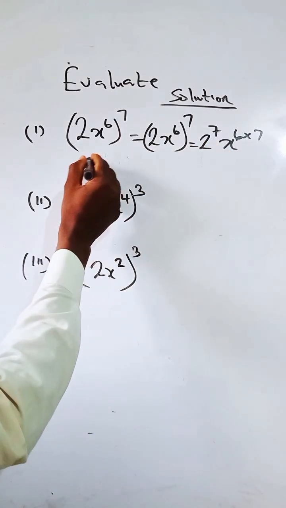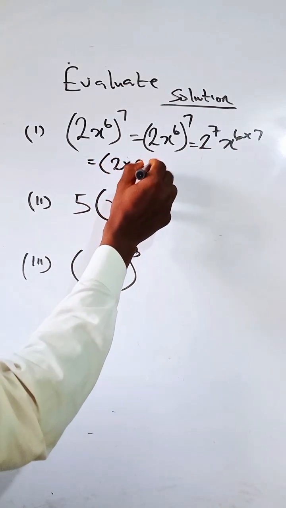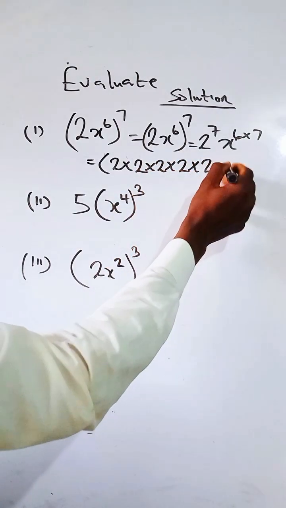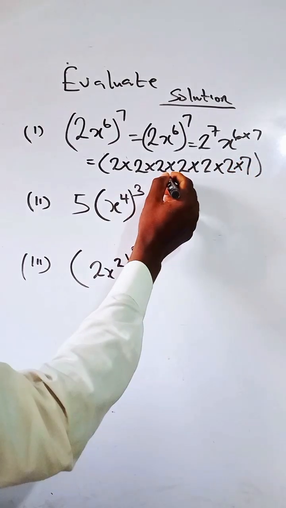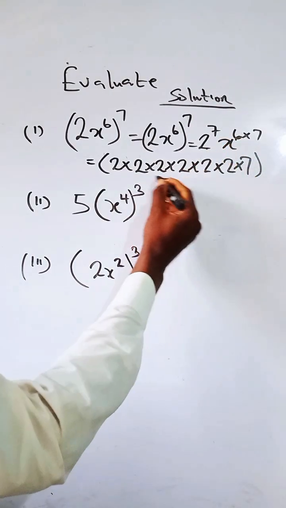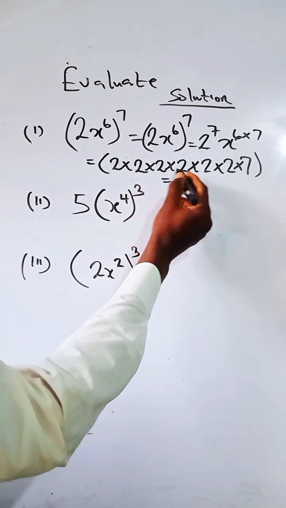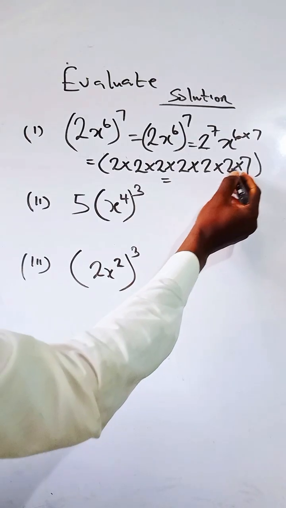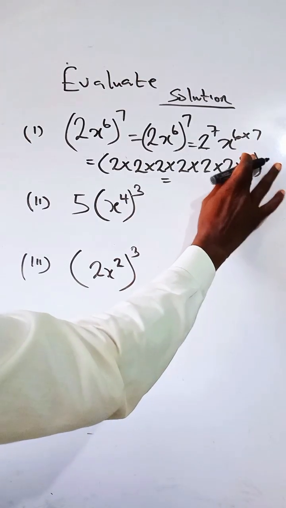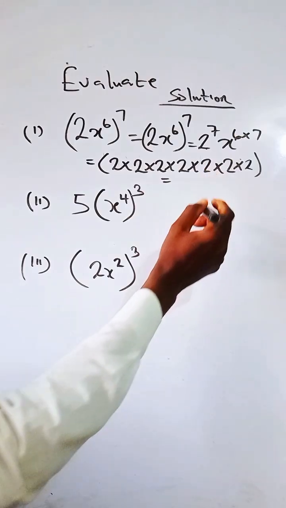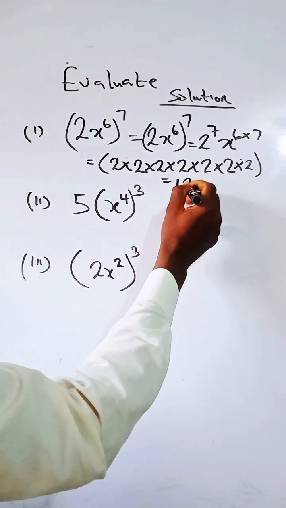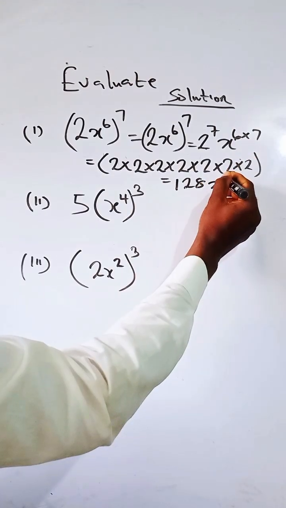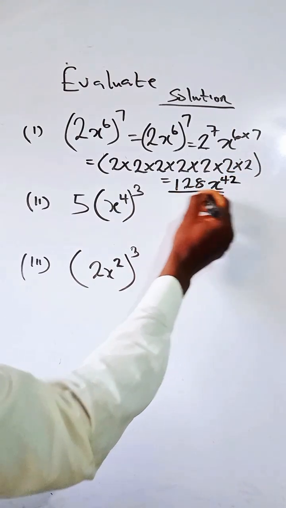For 2 raised to power 7, it means multiplying 2 by itself 7 times: 1, 2, 3, 4, 5, 6, 7. So 2 times 2 is 4, 4 times 2 is 8, 8 times 2 is 16, 16 times 2 is 32, 32 times 2 is 64, and 64 times 2 is 128. For x raised to power 6 times 7, we have x raised to power 42. So this is the answer to this.